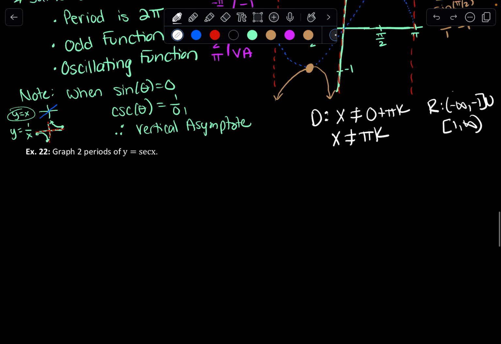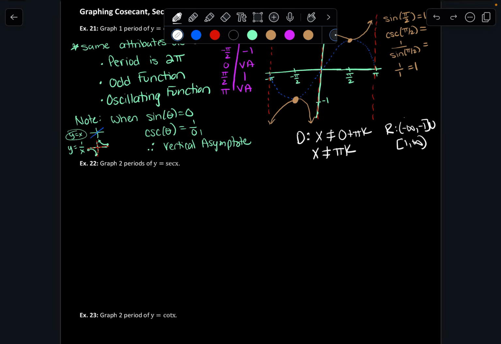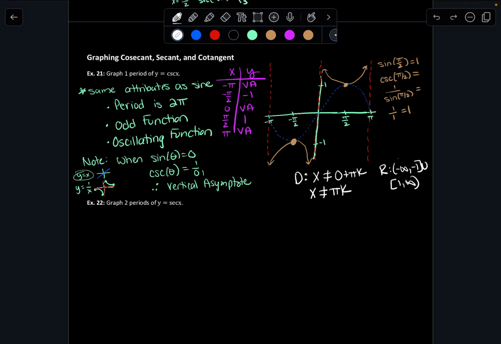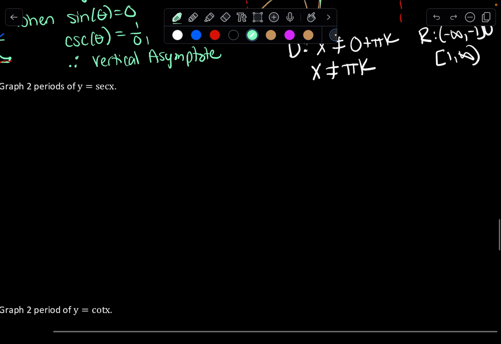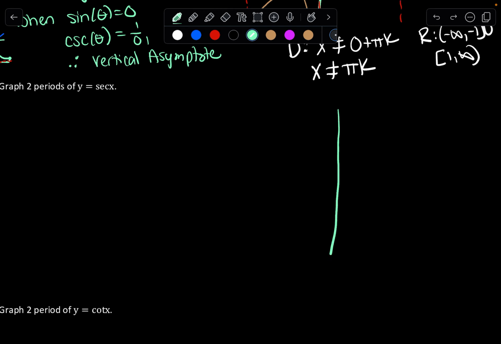The next one is secant. It says 2 periods. I'm only going to graph 1, but we're going to do the same thing we did for cosecant with sine, but instead of using sine, we will now use cosine. So we'll sketch another vertical axis and horizontal axis. But for the horizontal axis, you'll want to include it a little bit further.